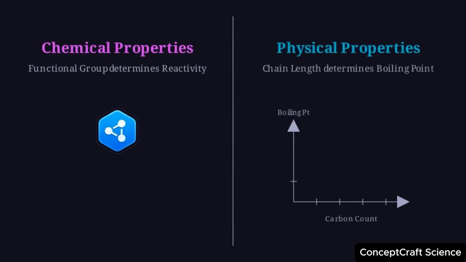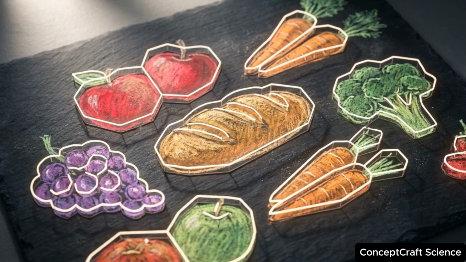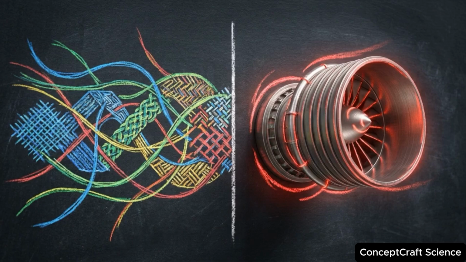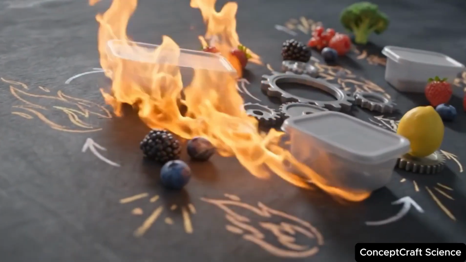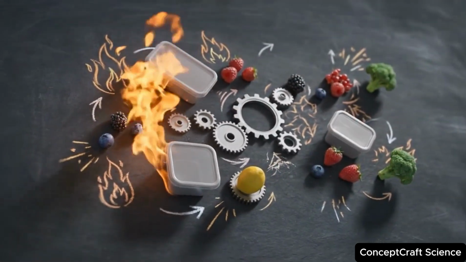Remember that functional groups determine chemical reactions, while the length of the carbon chain determines physical properties like melting and boiling points. Carbon compounds are the literal architecture of our lives. They are the chemical basis of the food we consume, the clothes we wear, and the fuels that power the modern world. But the fundamental properties of these versatile molecules shift dramatically the very moment they are exposed to oxygen.